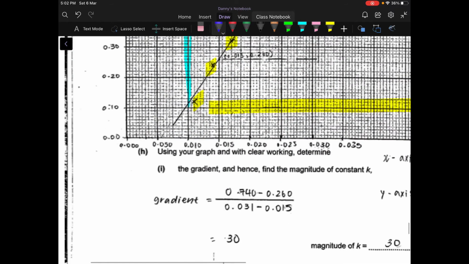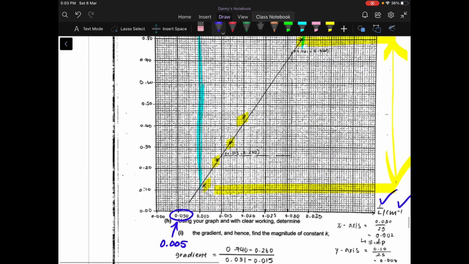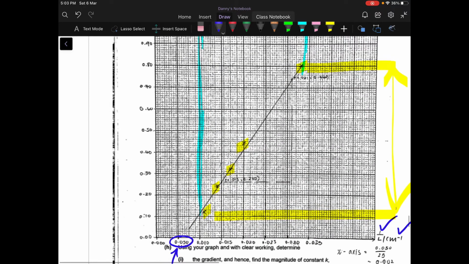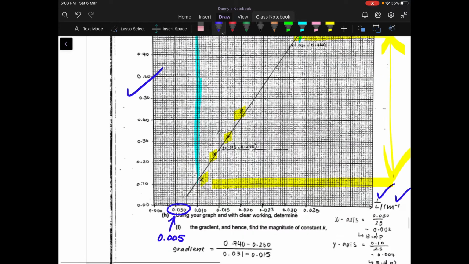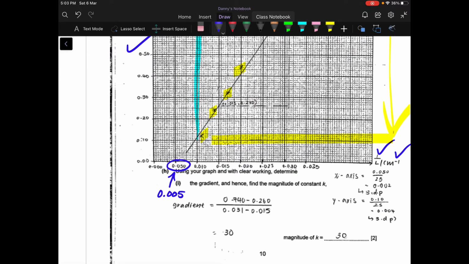So let's take a closer look. One very obvious error is here. I think what she meant is 0.005. If not, you will end up with irregular intervals. The y-axis looks good, so I think for the y-axis she will get the mark, but the x-axis, unfortunately, due to this error, she won't get the full mark.